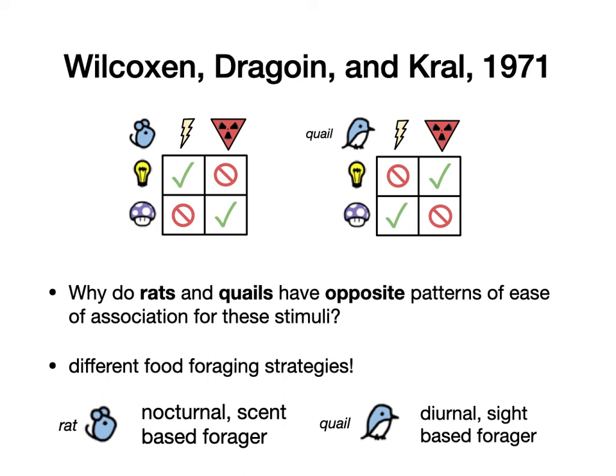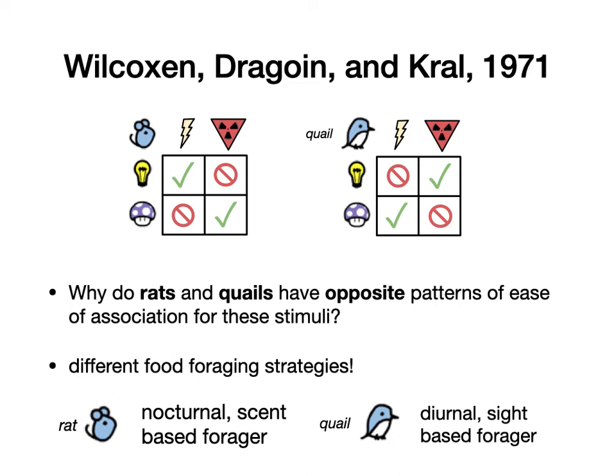Quails are the opposite. Quails are more likely to pair flavor with pain and visual stimuli with illness. The difference is rats are nocturnal and they use scent to forage. They use sensory flavor chemical-based senses to detect food, right? Whereas a quail is diurnal. It's going to use vision because it's a forager. It cares more about what things look like to determine if they're good food.